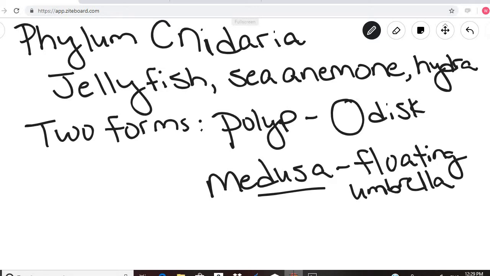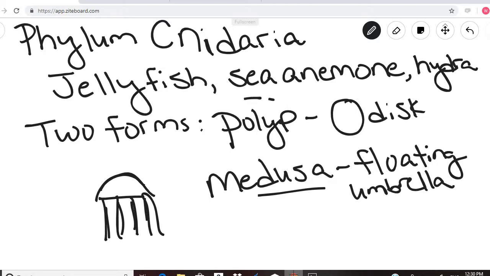So when we think of a jellyfish, we usually think of the umbrella type substance, something with the legs hanging down. So that would be the medusa form. The tentacles are more apparent. Polyp, there are some organisms in phylum Cnidaria that spend their whole life as a polyp. And then there are others that will spend part of their life as a polyp and part as a medusa. Coral is another member of phylum Cnidaria. Some forms of coral spend their whole lives as the polyp form.